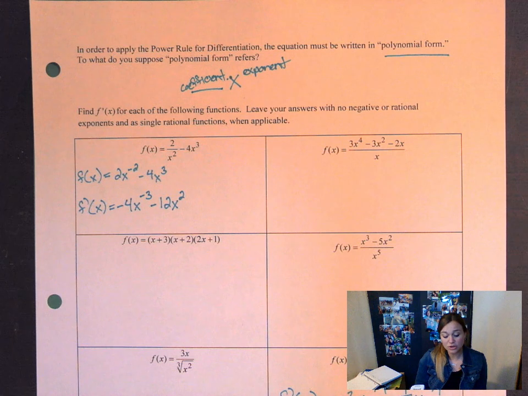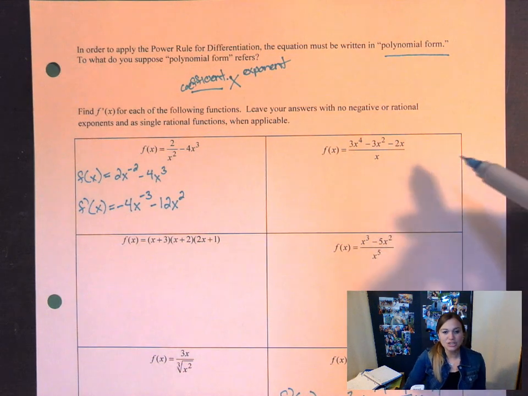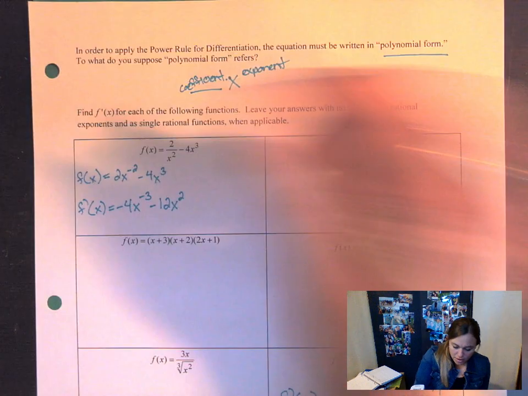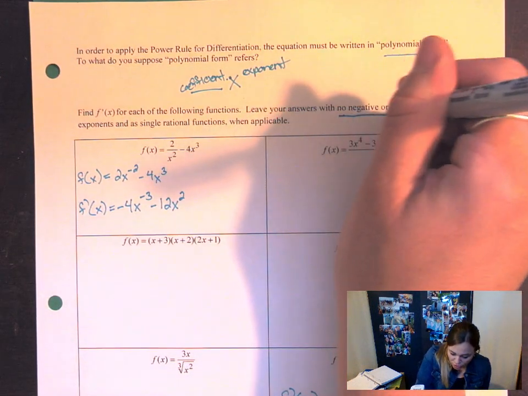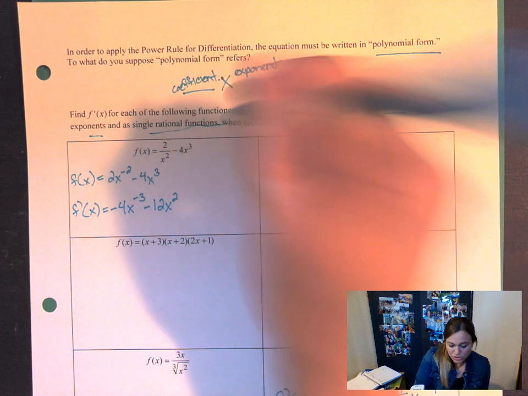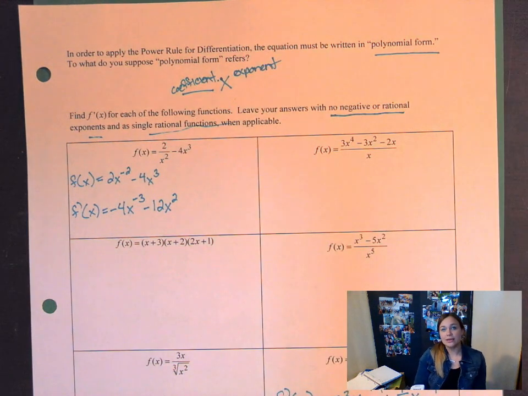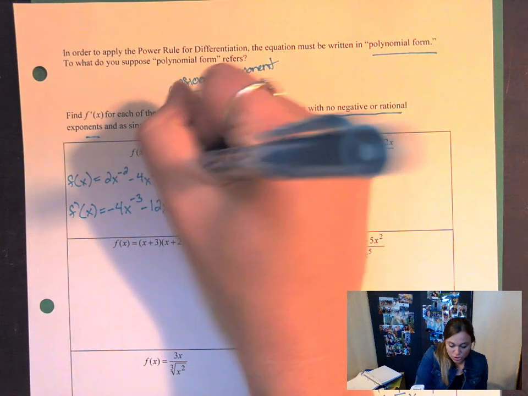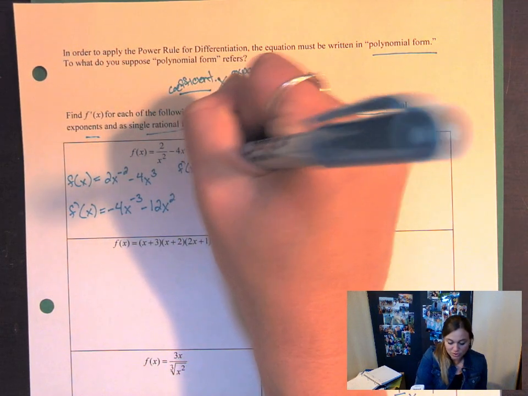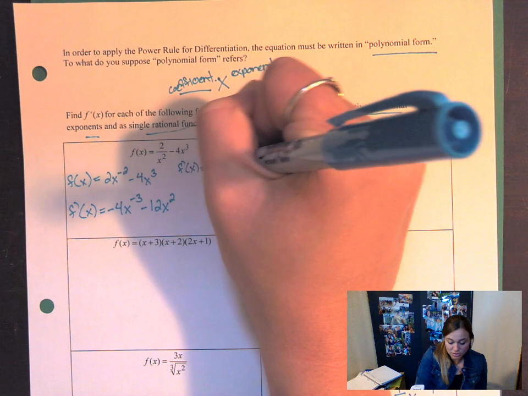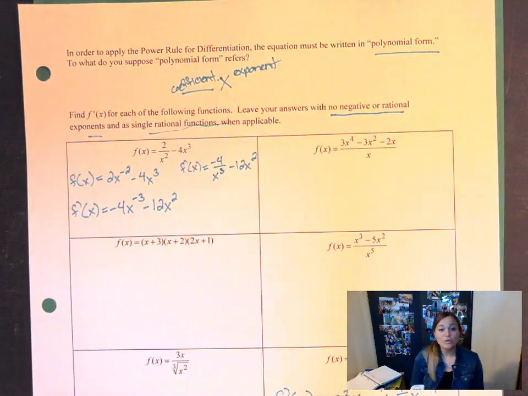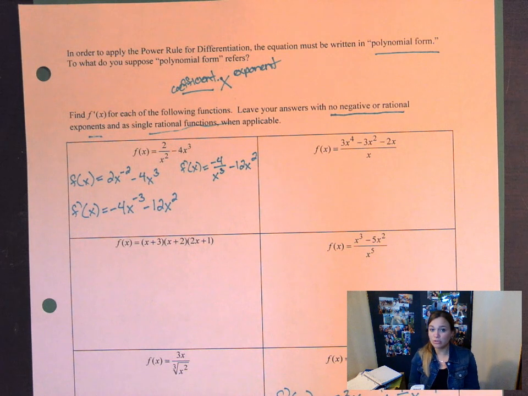So in all of these, what I want you to do is try to go through and, well, you could say simplify, change this into a polynomial form. Once you do that, it says leave your answers with no negative or rational exponents and as single functions. If this were on a free response question and you left it like this, I'd say, sure, you're good. But on many, many multiple choice questions, your answers will not be written like this. So you have to know that f prime of x can be rewritten as negative 4 over x to the third minus 12x squared.